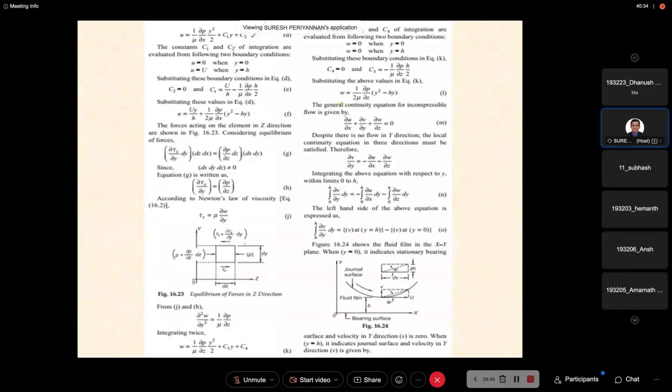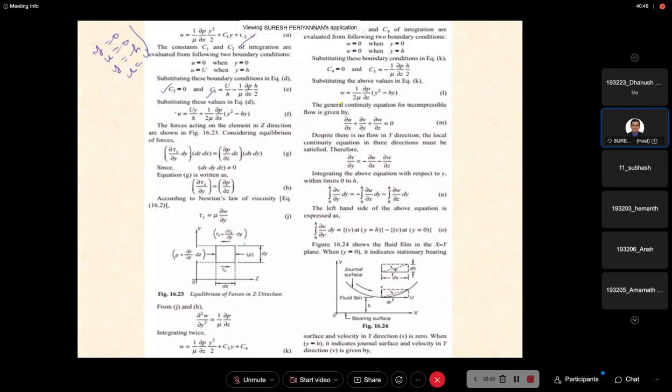From this relation, c1 and c2 we do not know. Apply the boundary conditions. When y is equal to 0, u is equal to 0. When y is equal to h, u is equal to u. Apply the boundary conditions and find out c1 and c2.